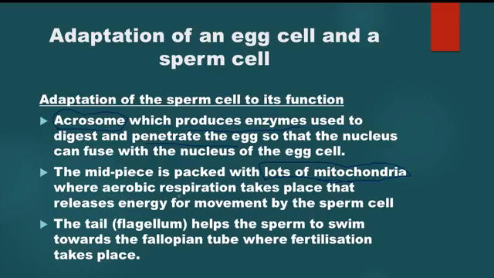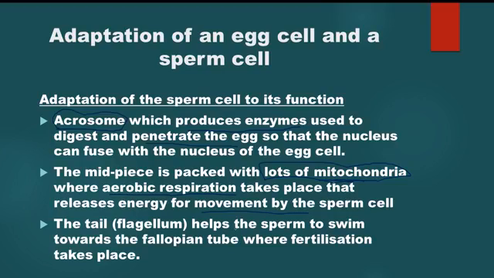Because the sperm needs to move. It moves from the vagina all the way to the oviduct. So for it to move, for the lashing of the tail, energy is required. So lots of mitochondria. Mitochondria are where aerobic respiration takes place that releases energy in the form of ATP. That energy is needed for the movement by the sperm cell.